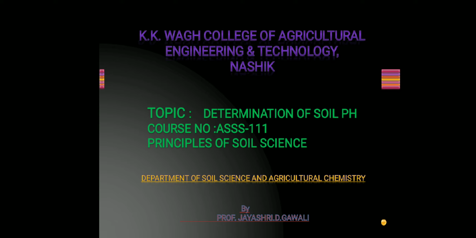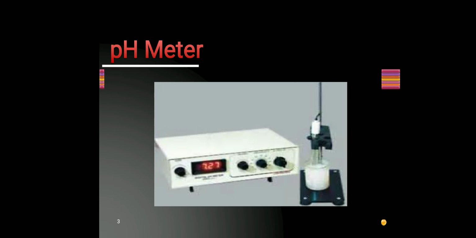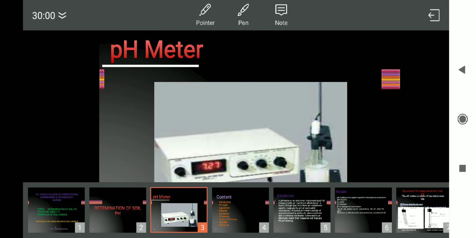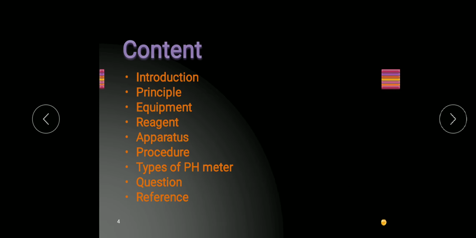Today we discuss the topic of how to determine soil pH. Determination of soil pH. This instrument in this figure is the pH meter, and this is the electrode rod. Let us see one by one.